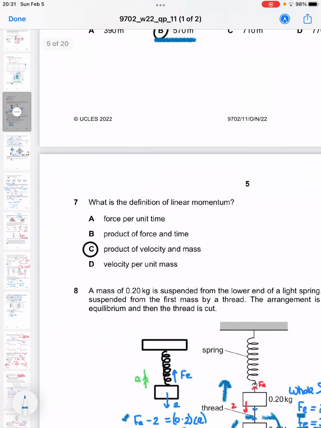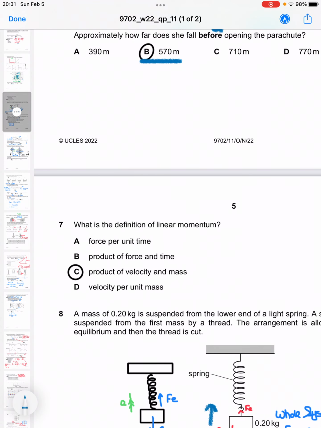So question number 7 says, what is the definition of linear momentum? So linear momentum is the product of velocity and mass. So C is the appropriate answer.